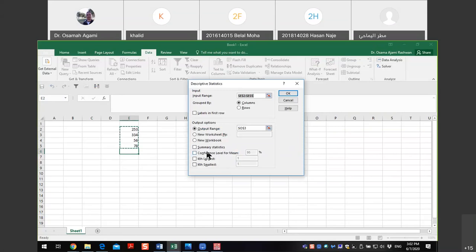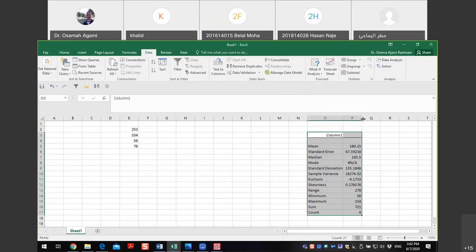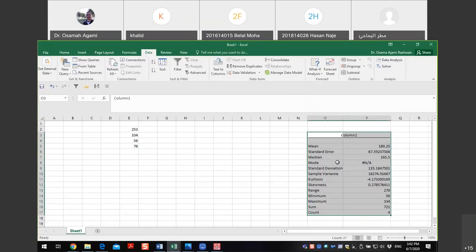So yes, I didn't tick the summary statistics option. This is why it asked what it can do for me, right? You didn't tick the option for summary statistics. Now I need it, so this is the descriptive statistics. Look at this one. You will study this for 2 weeks: mean, standard deviation, median, mode, all of these. It is done by just one click, right? Catch it?